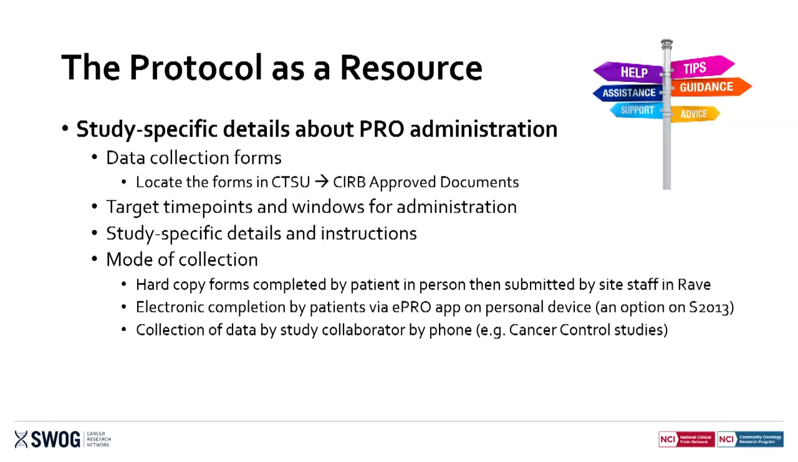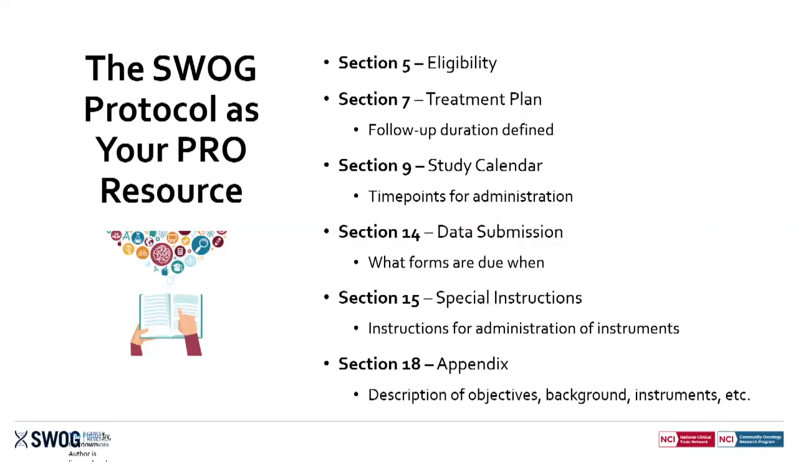Here's some of the sections of the SWOG protocol. You'll find PRO information. There are many of them, and the information is embedded in many of those sections for eligibility, treatment. Section 9, the study calendar, as you've heard today, is a very important resource. And the data submission information, the data submission section 14 tells you when to submit the data. And then section 15 includes many of the details that are for the instructions of administering the instruments and how to deal with different situations that come up when you're working with your participants.